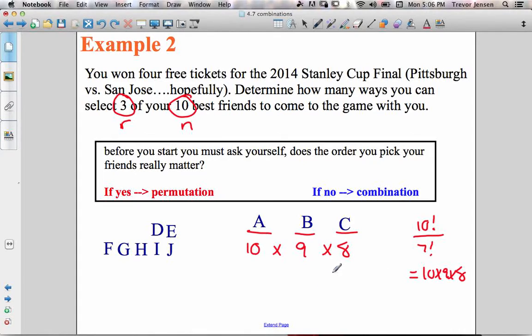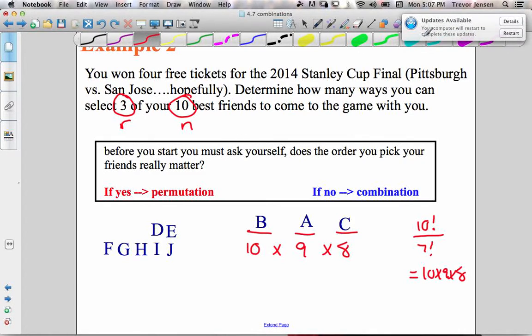Same thing. Okay, I could have done that, but keep in mind for this question, you need to ask yourself, does the order I pick my friends really matter? Does it really matter if I pick friend A, then B, then C to go, or if I pick friend B, then A, then C to go? No, the order doesn't really matter. All 3 of them are going to end up coming to the game. It doesn't matter what order I pick those 3 friends in.